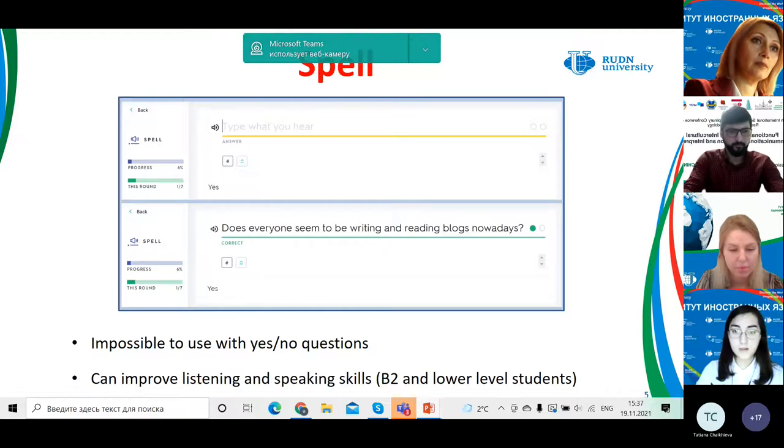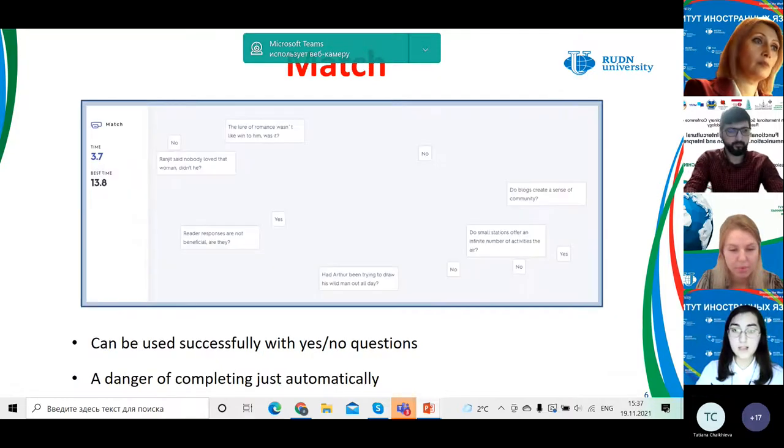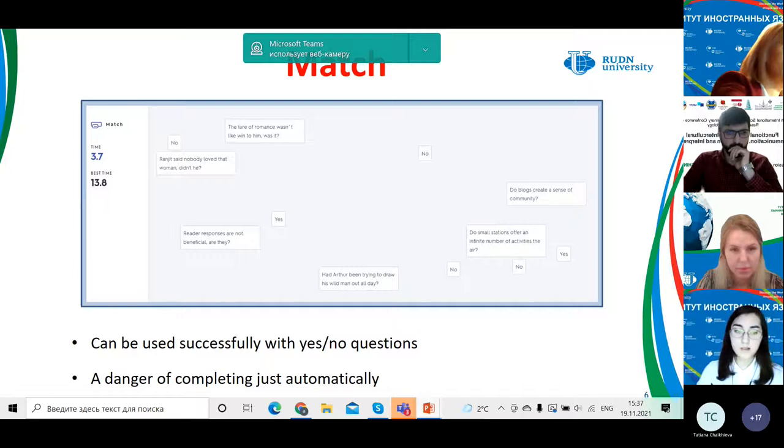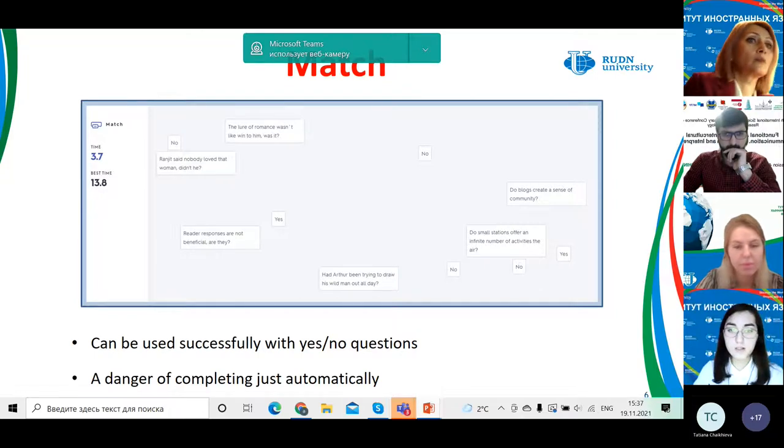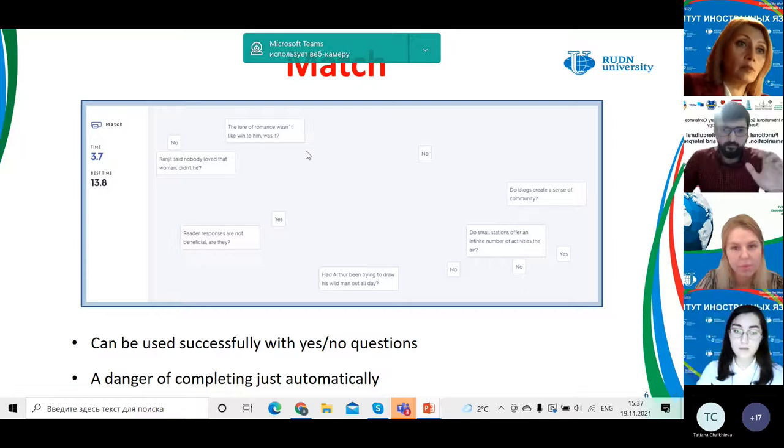The other two regimes are included in game sections. In game section, match is a regime which is a kind of test. You can see that it works properly in relation to yes-no questions, but there is a danger that a student will do it all mechanically without any knowledge.